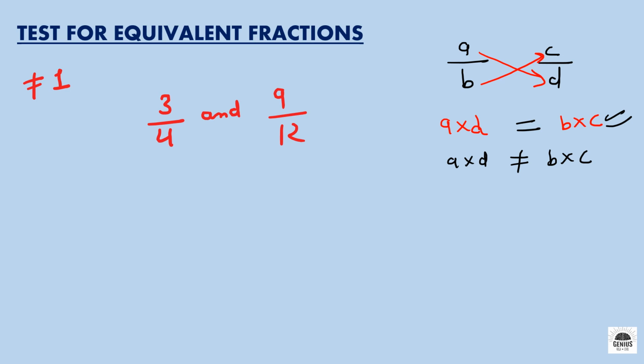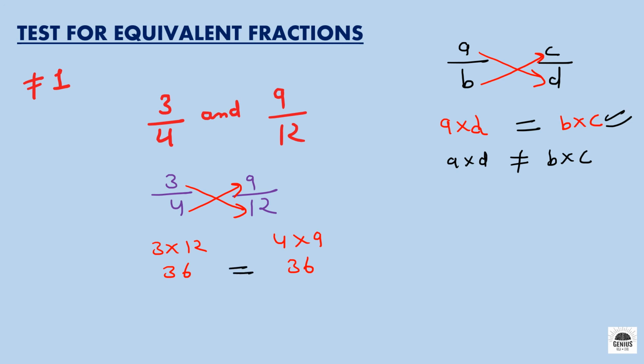Now let's try with 3 by 4 and 9 by 12. First we will write down both numbers, then we will do cross multiplication. We will multiply 3 by 12, so 3 into 12 is equal to 36. Now we will multiply 4 by 9, so 4 into 9 is equal to 36. So the results are the same. So we can say that 3 by 4 is equal to 9 by 12, which means these are equivalent fractions.